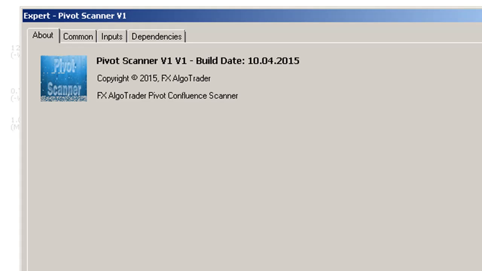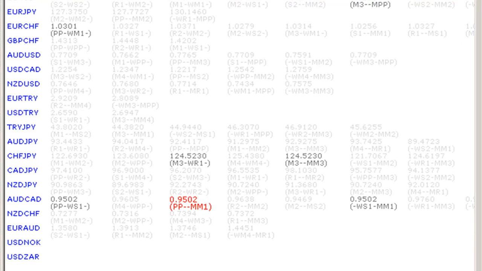Hopefully people will realise that this is a pretty smart tool, which takes all the work out of scanning for pivot confluence levels for you, and just massively reduces screen time.